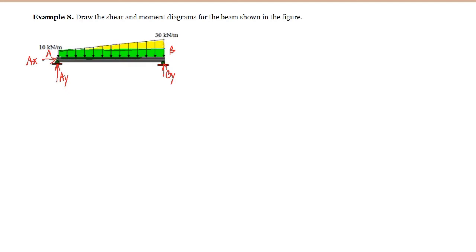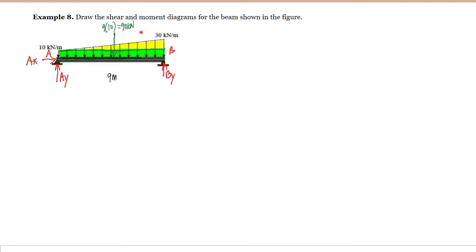Okay, so for the reaction of the rectangular load, we have here reaction 1, and this is just the area of the rectangle. If this has a length of 9 meters, the area of our rectangle is 9 times the magnitude of the rectangular load, that's 10 kilonewton per meter, so we have here 90 kilonewton.